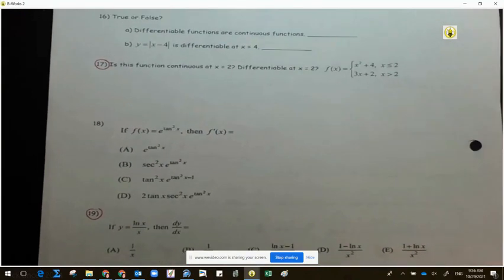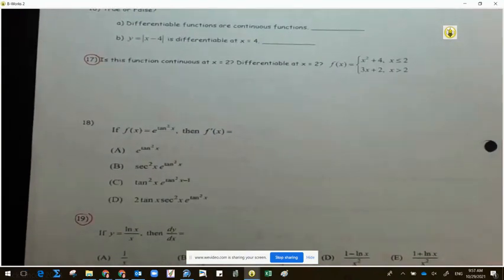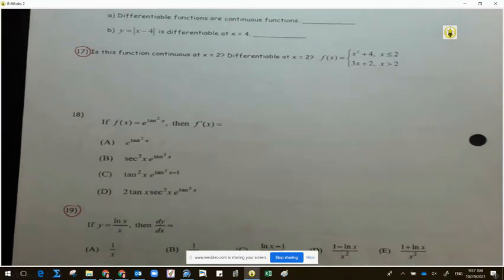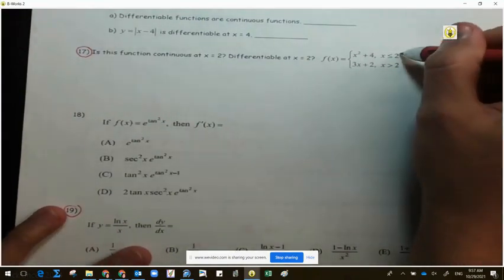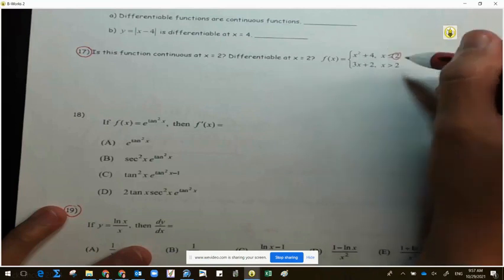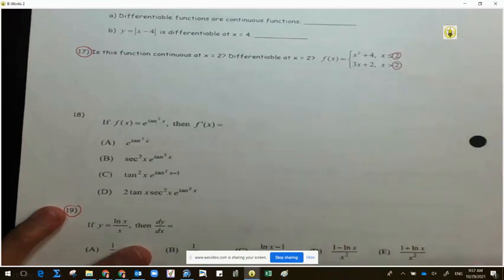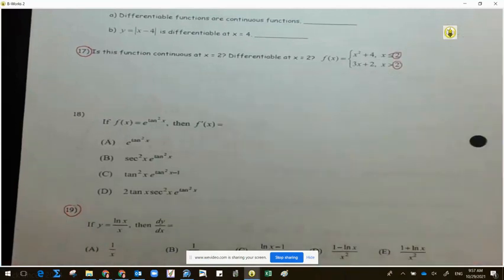Is this function continuous at x equals 2, differentiable at x equals 2? f of x equals x squared plus 4, x is less than 2, and 3x plus 2, x is greater than 2. So we need to first see if it is continuous. If it is continuous, what that basically means is when I plug in the 2 into this equation and the 2 into my second one, they should get to the same number.